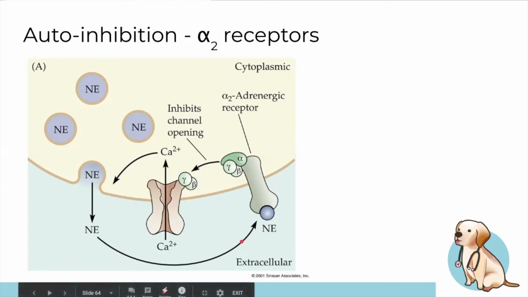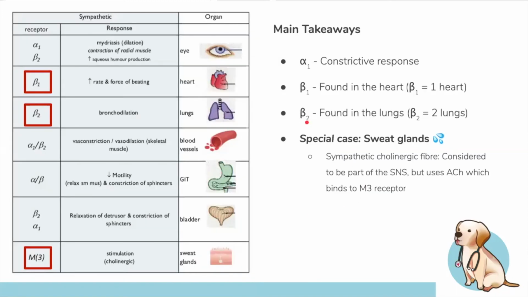So if you think about it, if you have the A2 receptor not working, you're going to end up with a lot of noradrenaline. So you're going to get a lot of stimulation and hence sympathetic response. A lot of the ANS stuff you can think about in a logical manner.